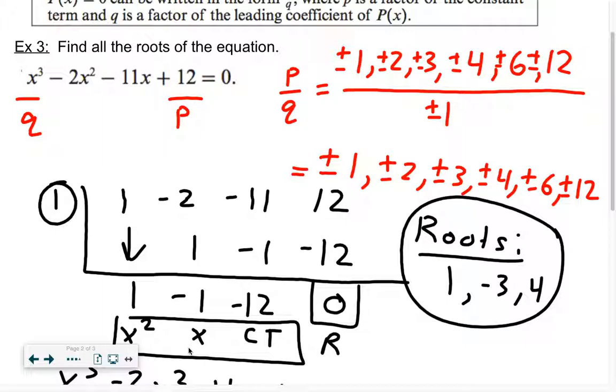If you guys would have chosen negative 3, would it have worked out? Yes. If you would have chosen 4, would it have worked out? Yes. And that's kind of the crazy thing, it'll work for all of your roots. If you would have tried negative 1, it wouldn't have for any of those. So when you start this process, just pick the very first one in your list, see if it works out. If it doesn't, cross it off your list, move on to the next one.